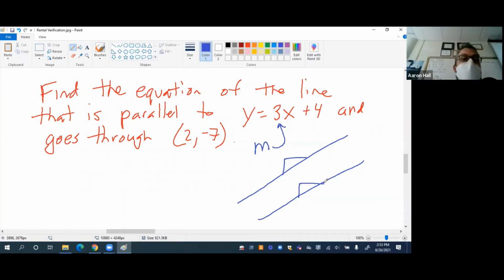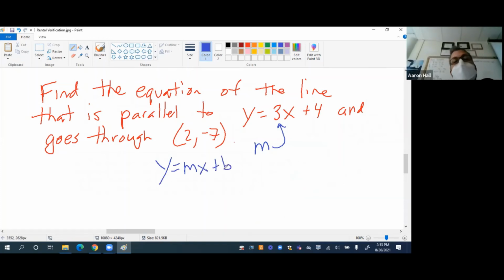So that means that this is really important. If I know they're parallel, it means that my slope is the same. I already know what my m is. My m is 3. Okay, so how does that help me? So I have y equals mx plus b. Where do I go from here? Use the point. Yeah, that tells us our x and our y value, right? So that gives us 2 and -7. Okay, now what?